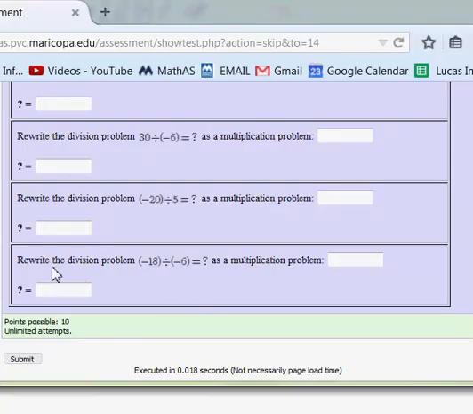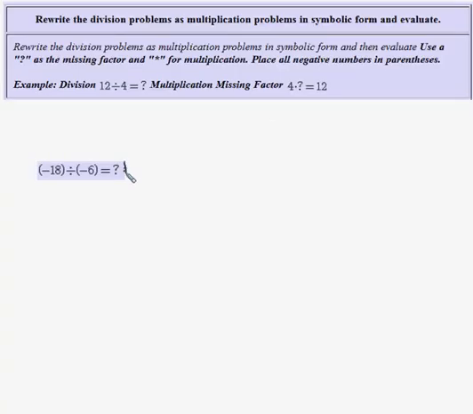So I'd like to do the last problem in this Math AS question and actually type the answer in and show you how this looks in Math AS. It says rewrite the division problem negative 18 divided by negative 6 equals question mark as a multiplication problem. So this is the original problem here, and it's given as a division problem, and we are to write it as a multiplication problem, and everything remains the same.